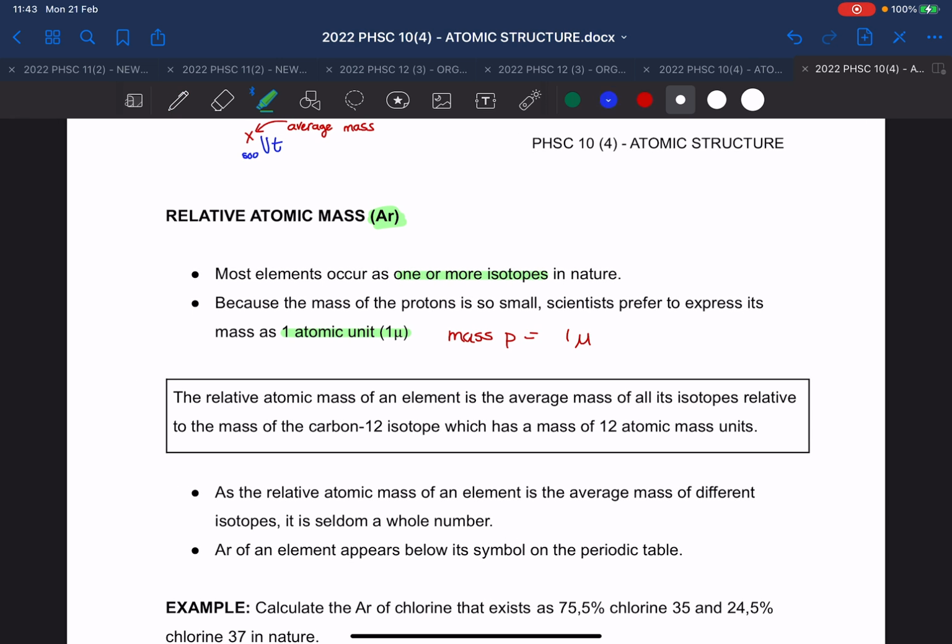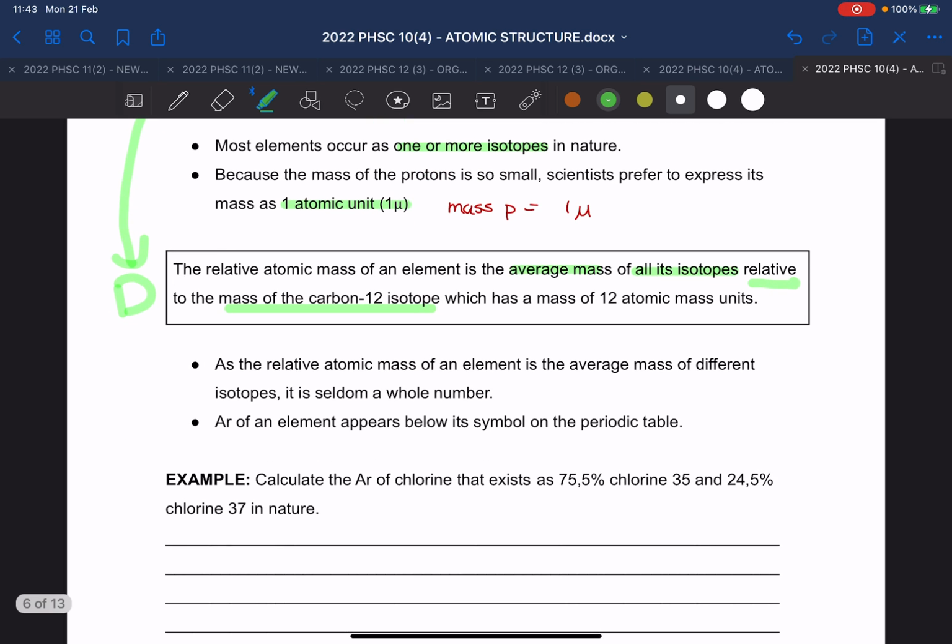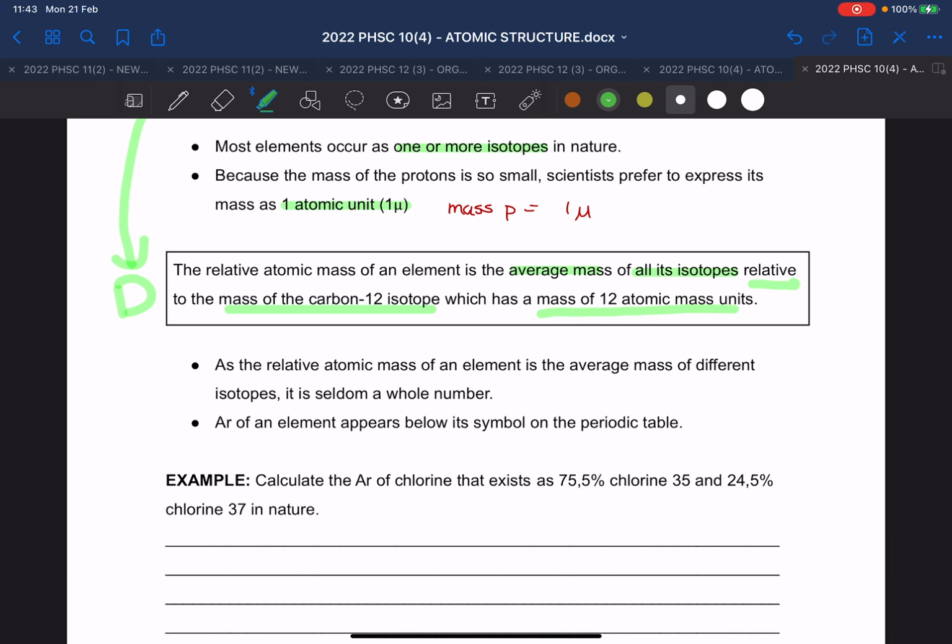Now, the definition for a relative atomic mass is the following. The relative atomic mass of an element is the average mass of all its isotopes. The average mass of all the isotopes together. And now it gets complicated. Relative to the mass of the carbon-12 isotope, we just looked at the carbon-12 isotope, which has a mass of 12 atomic mass units.